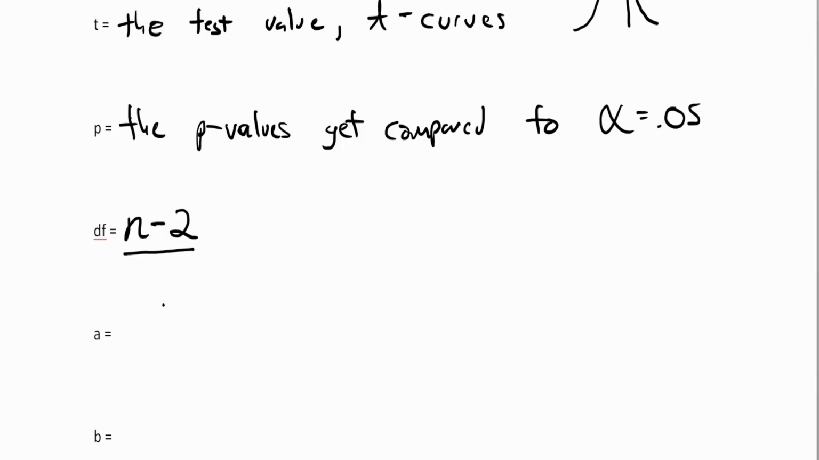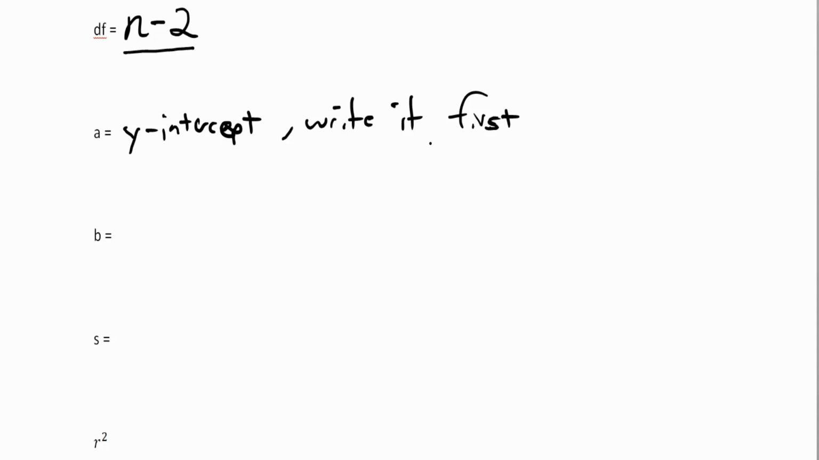Now, a is the y-intercept, and that shouldn't be too big of a stretch, but write it first, unless your digital or online homework wants it second. But again, this is going to be our standard. b is the slope, and the slope is the number in front of the x variable.